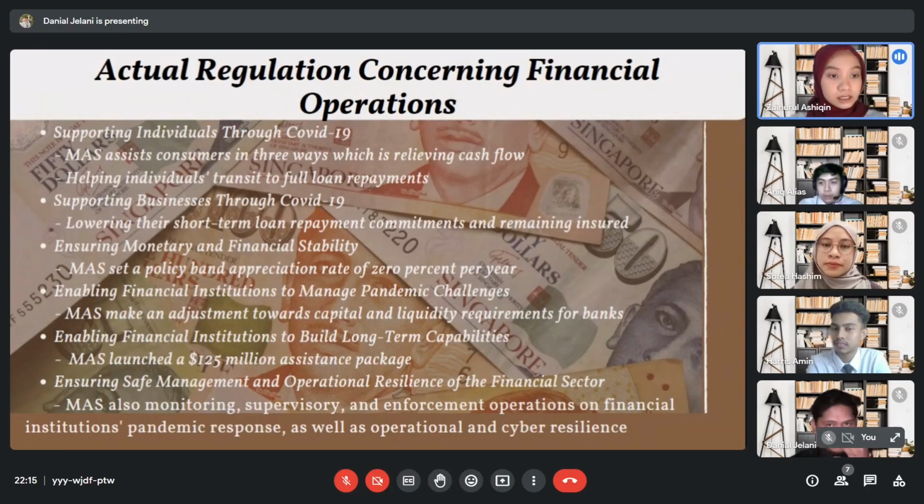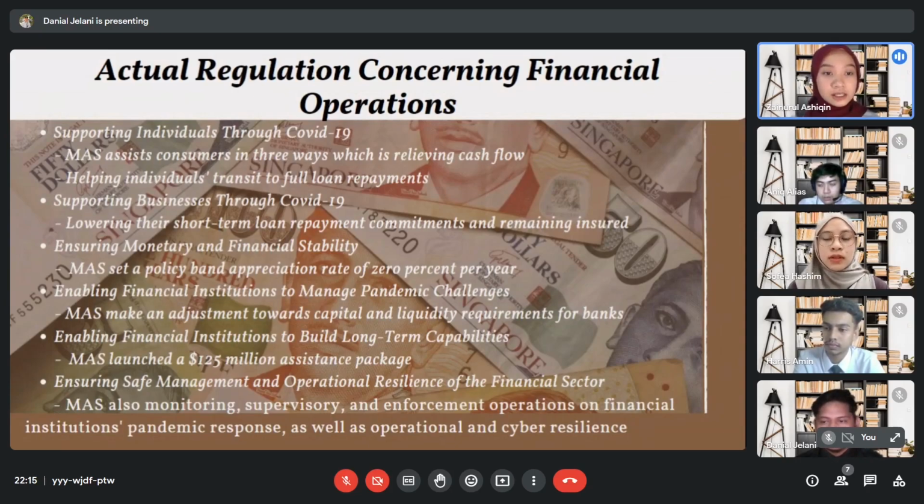Okay, second last is enabling financial institutions to build long-term capabilities. MAS launched a Singapore dollar 125 million assistance package to sustain and increase capabilities in the financial services and fintech businesses. After the threat of COVID-19 has passed and economic activity has returned to normal, the support package will help to prepare financial institutions and fintech sectors for greater growth.